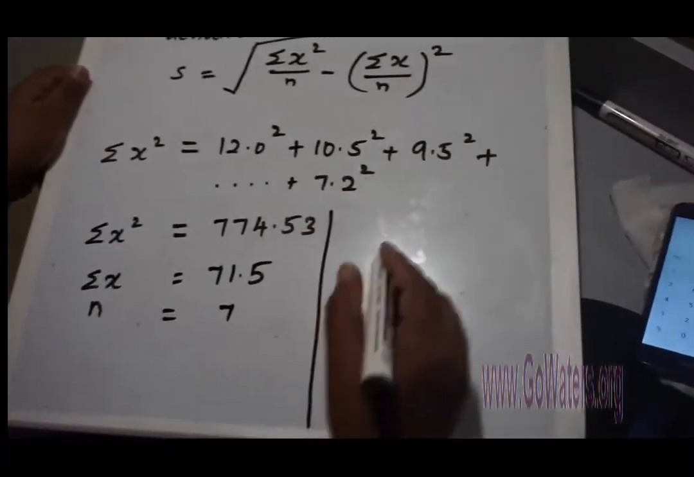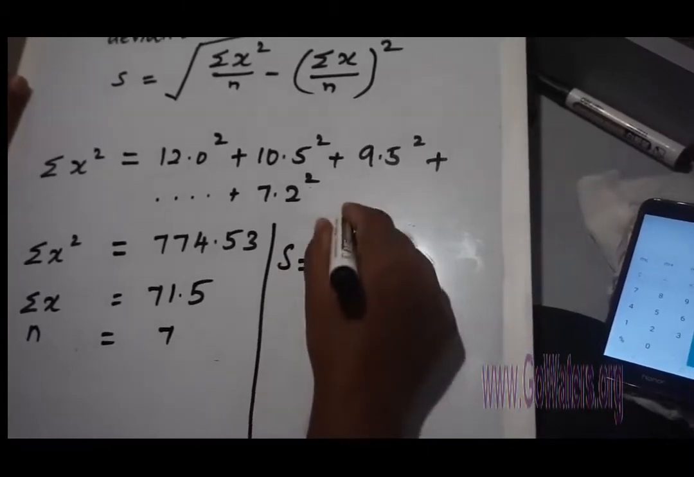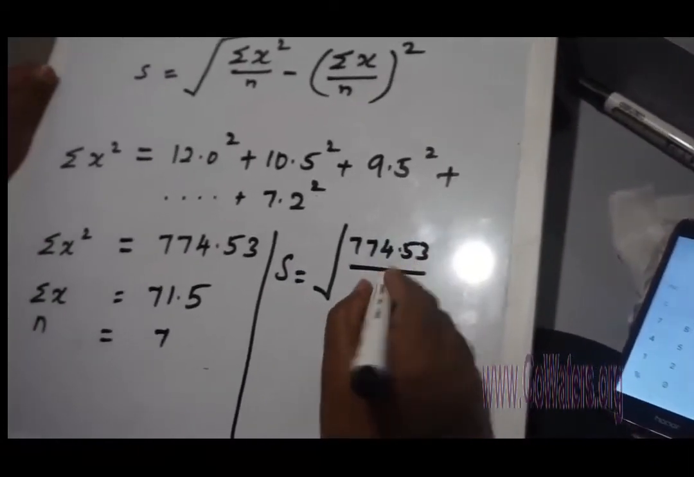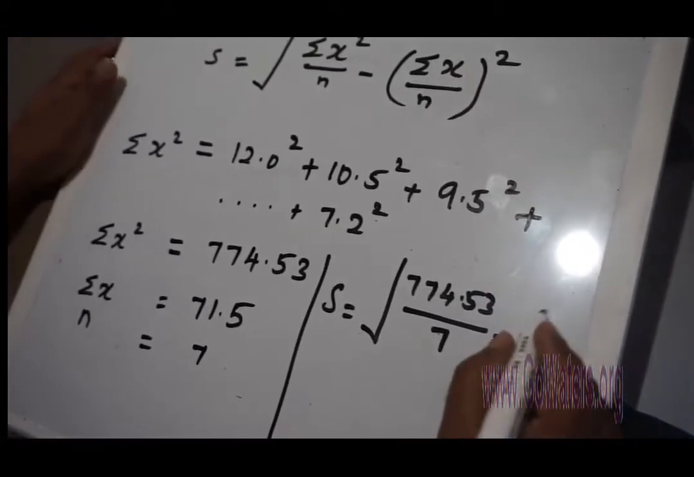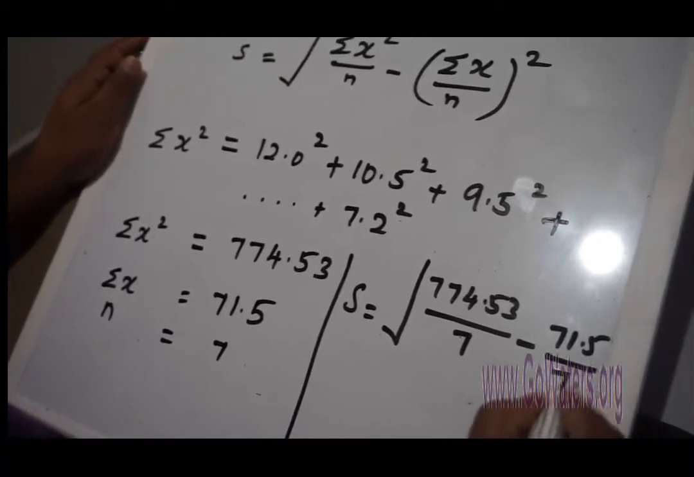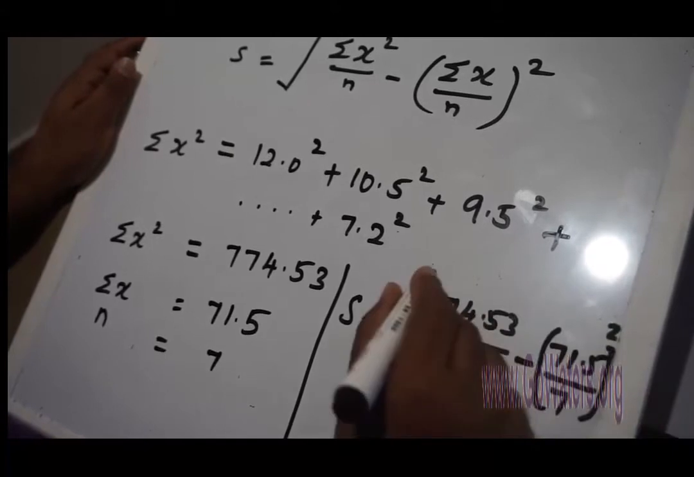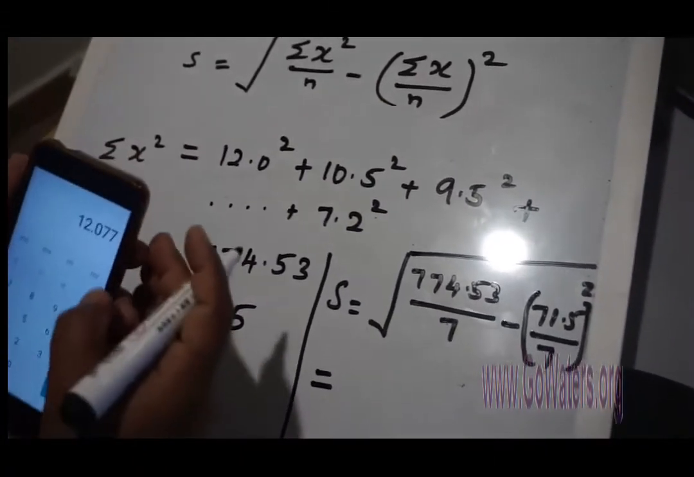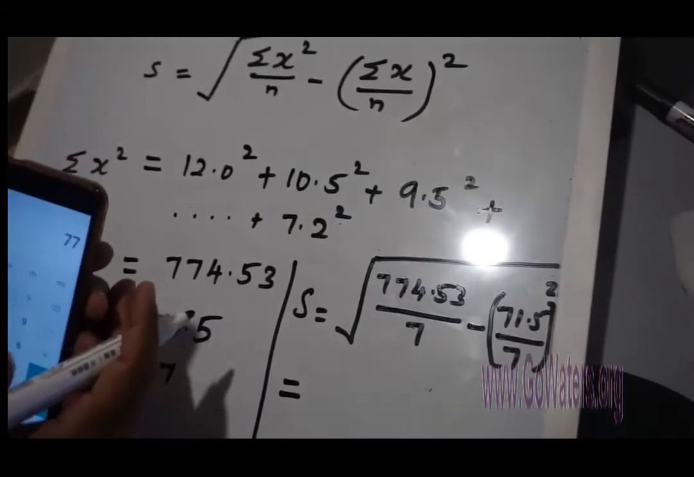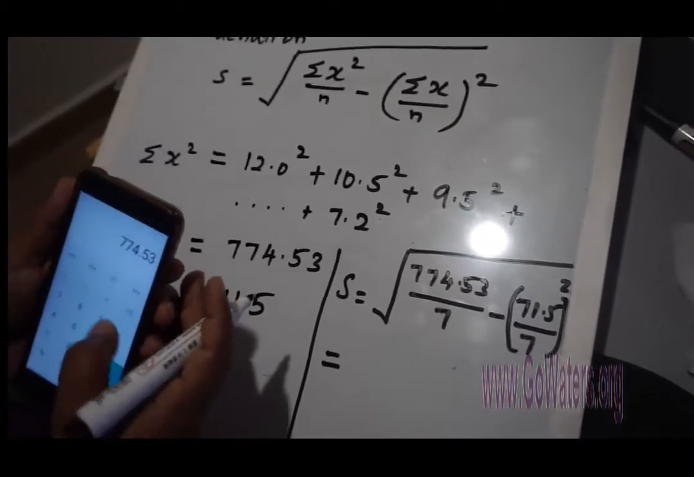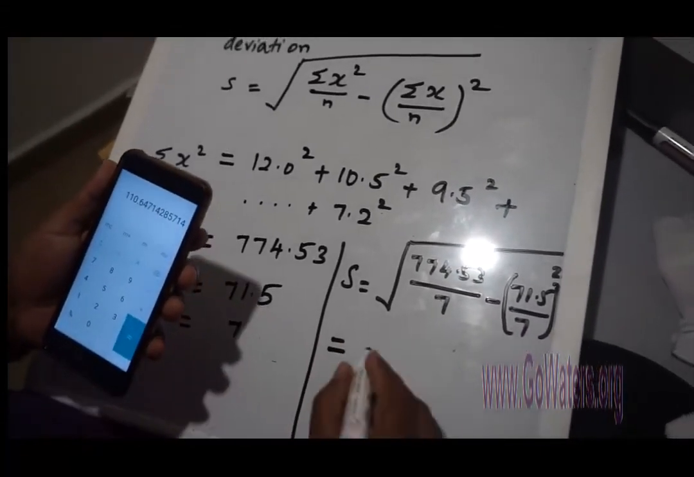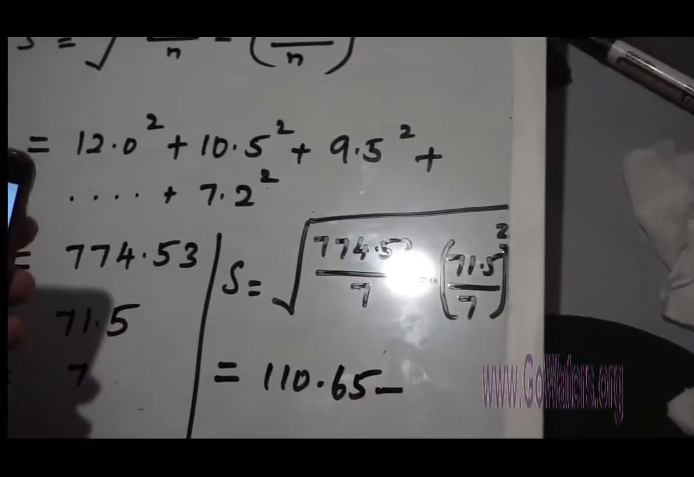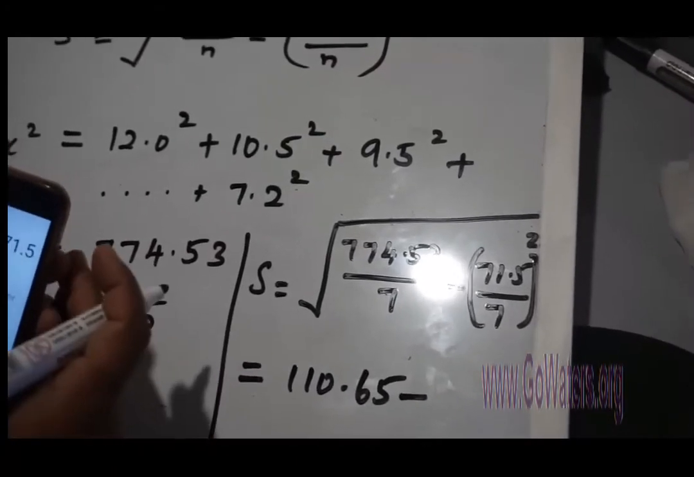So plugging these values into the formula, you will get S equals the square root of 774.53 divided by n, 7, minus summation x, 71.5 divided by 7, the whole square. So this will give you 774.53 divided by 7, which is equal to 110.65. You can take two decimal places, minus 71.5 divided by 7.